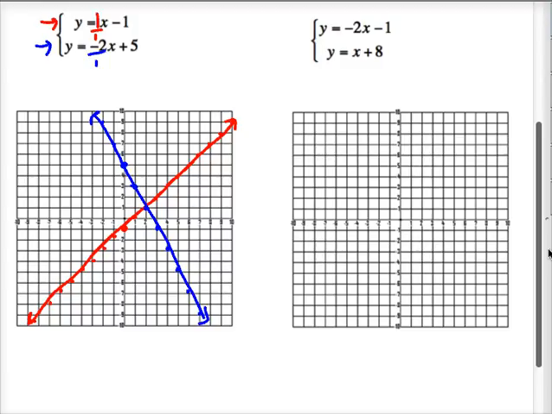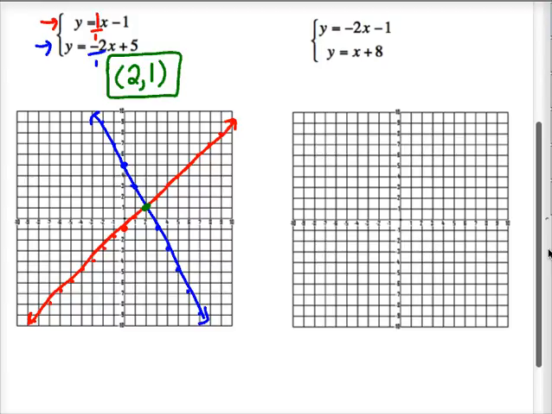And now what I'm looking for is the point at which they intersect, which is going to be that point right there. So I label that intersection point x of 2, y of 1, and that point is my solution to the system. I found the point that is true in both equations. And graphically what that looks like is the point at which they intersect.